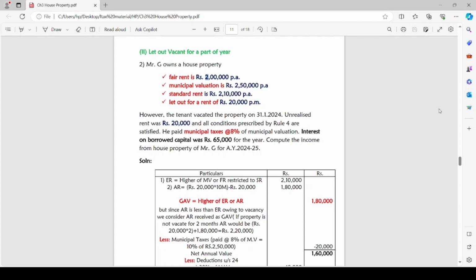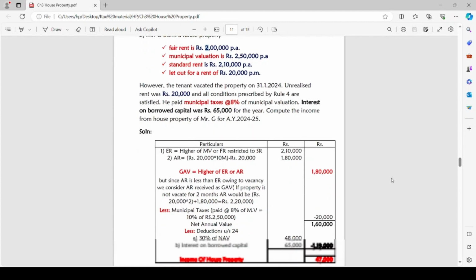However, the tenant vacated the property on 31st January 2024. So the tenant has stayed in the house property in the previous year for only 10 months. The unrealized rent was rupees 20,000 and all conditions prescribed by Rule 4 are satisfied. He paid municipal taxes at the rate of 8% of municipal valuation. Interest on borrowed capital was rupees 65,000 for the year. Compute the income from house property of Mr. G for assessment year 2024-25.